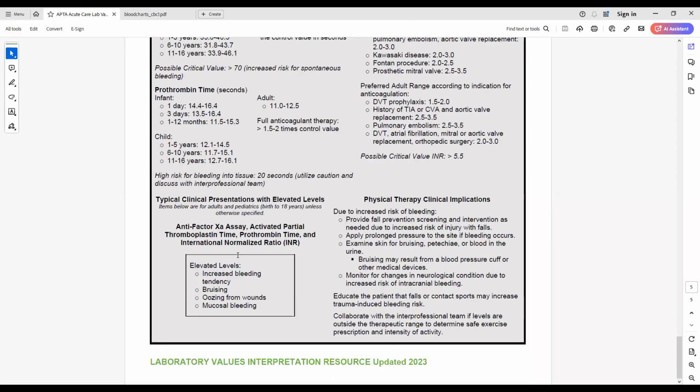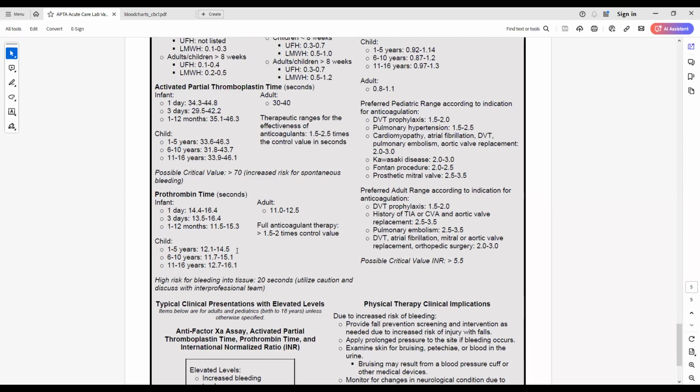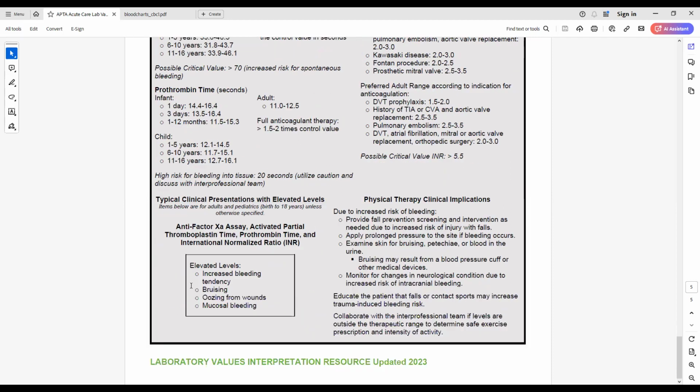So why do we see these? Especially for the NPTE, the National Physical Therapy Examination, you might see some questions related to these factors, because there are physical therapy clinical implications. Like if you have high numbers or low numbers, and there is increased risk of bleeding or any disorders, would you do exercise or not? So, risk versus benefits.